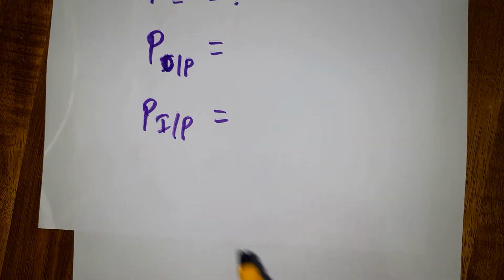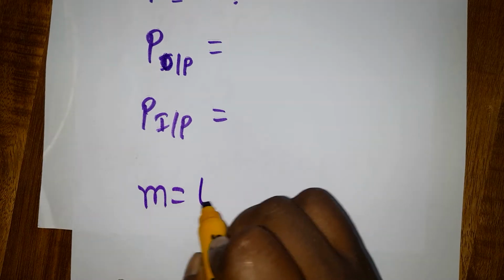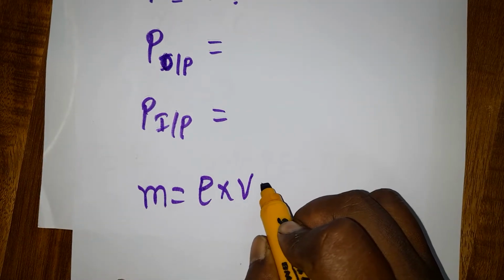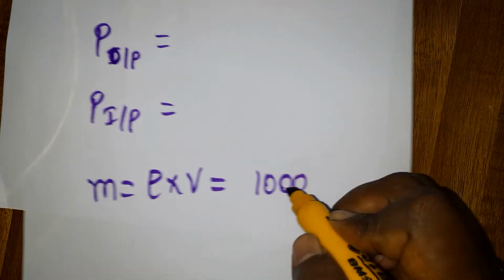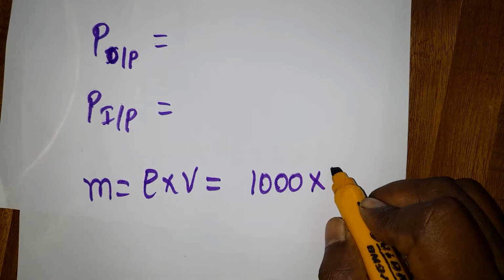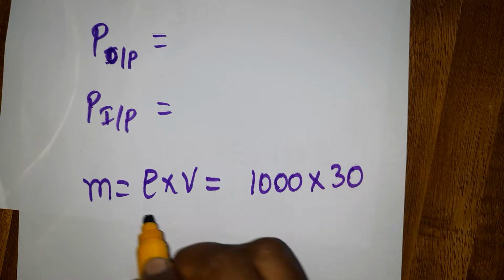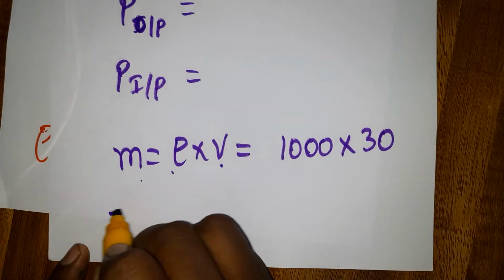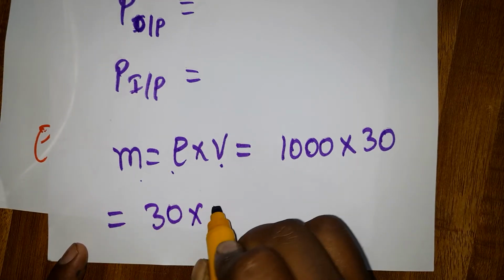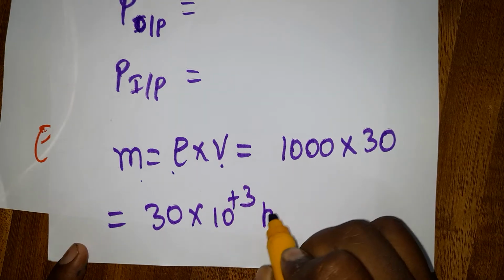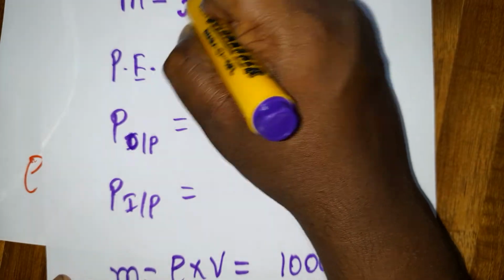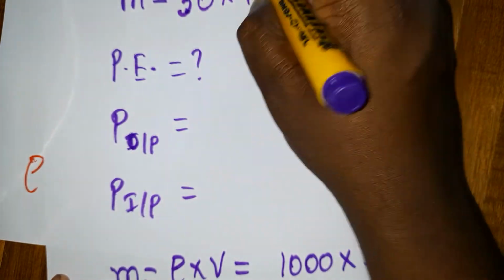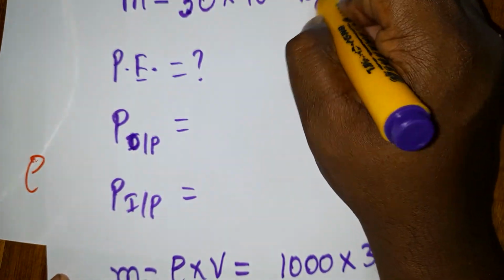First, mass is equal to density into volume. What is the density of water? 1000, 10 power 3 you can also write. What is the volume given? It's 30. So density into volume gives the mass: 30 into 10 power 3 kg. So I calculated the mass as 30 into 10 power 3 kg.